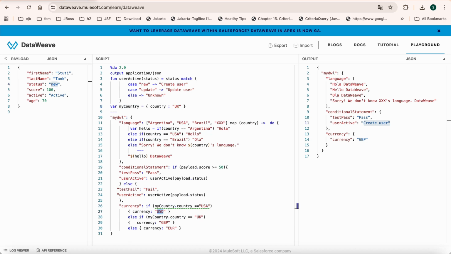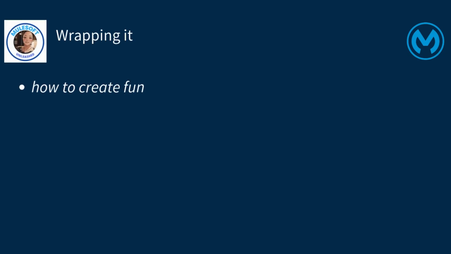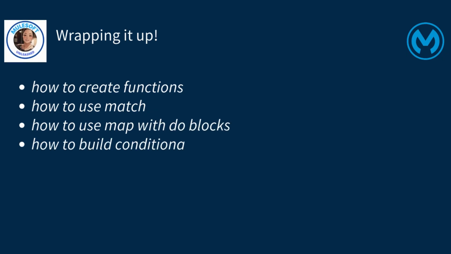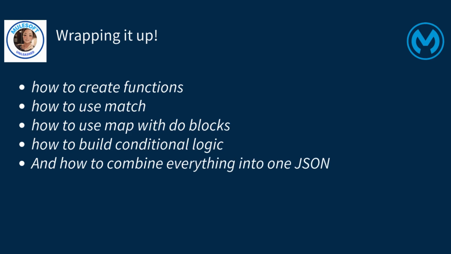Step 4. Conditional variable for currency checks the my country variable. Returns a currency object based on the country: USD, GBP or EUR. Demonstrates reusing variables in conditional statements, a common real-world pattern. Step 5. Wrapping it all together. This script demonstrates how to create functions, how to use match, how to use map with do blocks, how to build conditional logic, and how to combine everything into one JSON output.